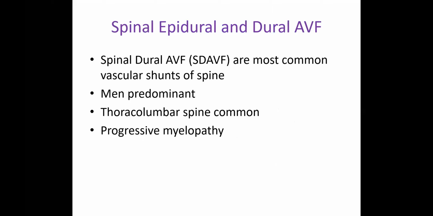So besides this, I'd like to also discuss the spinal epidural and spinal dural AVF. Spinal dural AVFs are the most common vascular shunt of the spine, and men are more commonly affected. And they are very common in the thoracolumbar spine, according to the location. And most of the clinical manifestation is progressive myelopathy.